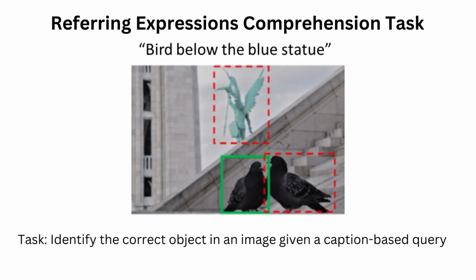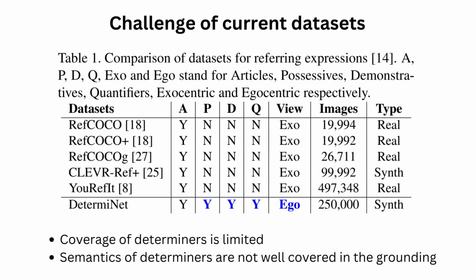The tasks of determiners lie in a family called the referring expressions comprehension task, where given a caption-based query, the model is required to identify the correct object in the image. There is a need to support datasets in the learning of determiners, as coverage is currently limited, and the semantics of determiners are not well covered in grounding. For example, possessives, demonstratives, and quantifiers are lacking in current datasets.